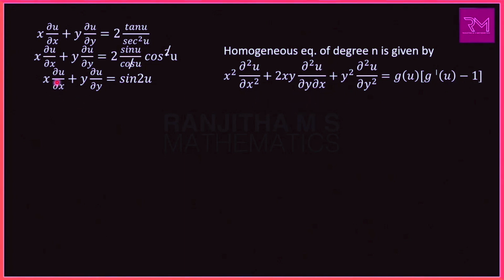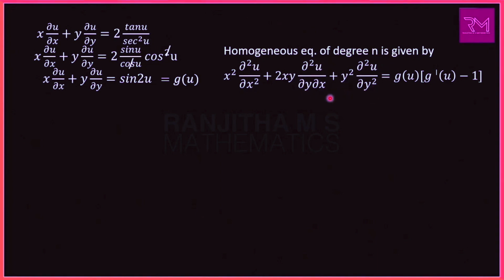Here, after obtaining x ∂u/∂x + y ∂u/∂y equal to some value, that is sin 2u, call this value g(u). Next, we have to show the first one: the value of x² ∂²u/∂x² + 2xy ∂²u/∂y∂x + y² ∂²u/∂y² we have to prove.